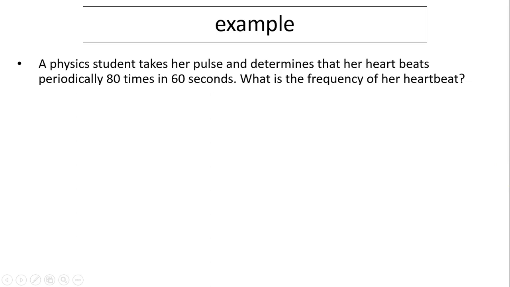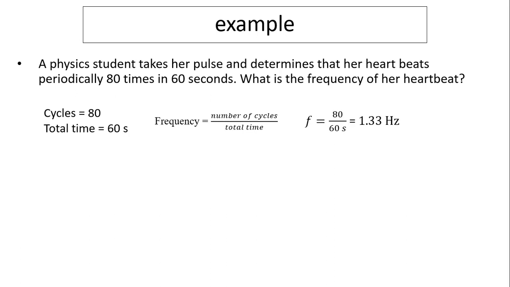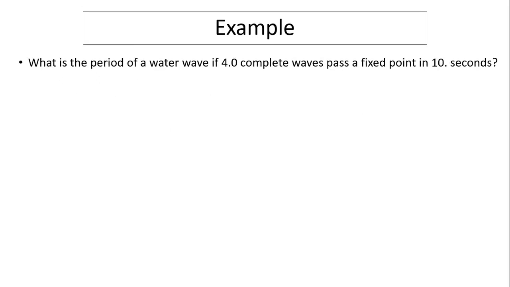Another example: a physics student takes her pulse and determines that her heart beats periodically 80 times in 60 seconds. What is the frequency of her heartbeat? Here again, the cycles are 80, the time is 60, and frequency is cycles over time. So it is about 1.33 hertz. Basically, her heart beats 1.33 times in 1 second.